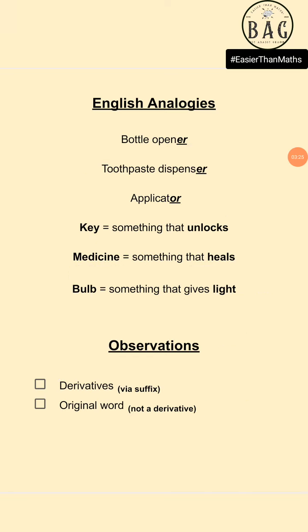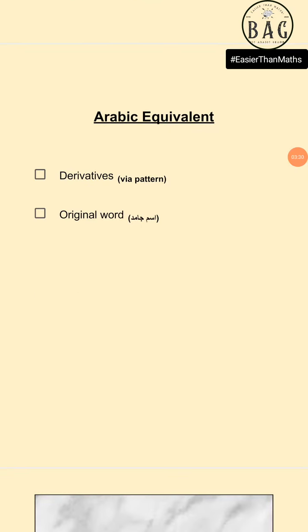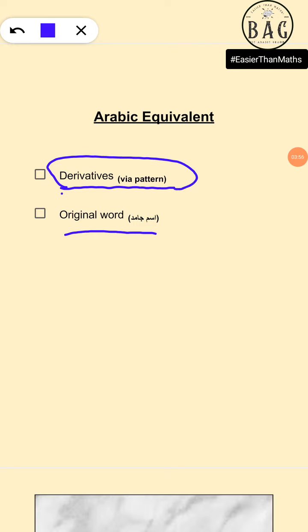Okay, now what's happening in Arabic? Exactly the same thing. Okay, so in Arabic you can form the derivative, I mean you can form the tools or ism ala by a certain pattern, okay, as is the norm in English in Arabic grammar. Okay, or you could have the original word itself. Now our focus would be the pattern one. Okay, so we'll be seeing how a tool is formed by using certain patterns.